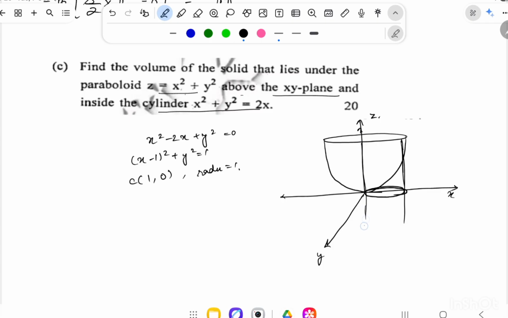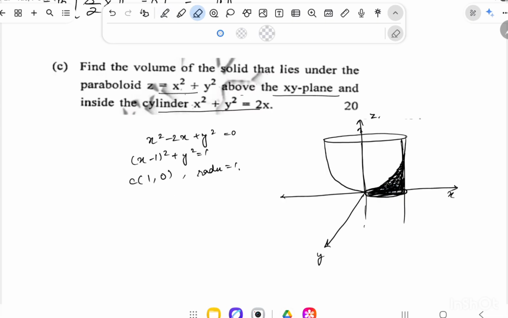We are supposed to find the volume of the solid that lies under the paraboloid and above the xy plane and inside the cylinder. So basically the region that I shaded with black color is the region whose volume I am supposed to evaluate, because this is the area lying under the paraboloid, above the xy plane, that is this is the base, and inside the cylinder.